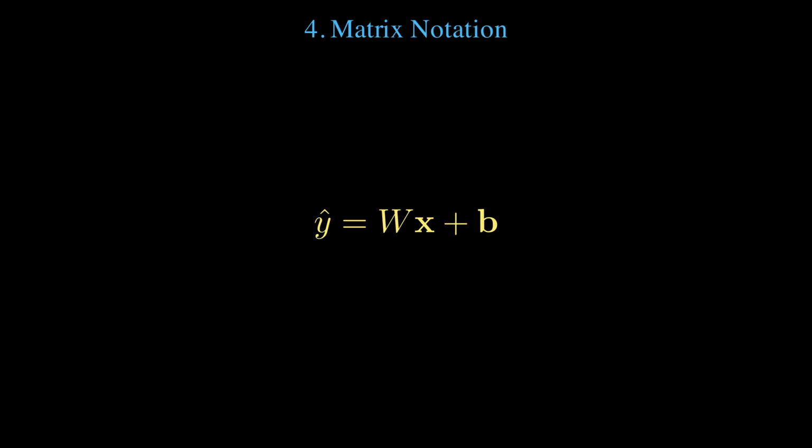And this entire computation can be collapsed to a single line, which is y hat equals Wx plus b, which is just an affine transformation, which is not only cleaner, but makes the computations much more efficient on GPUs.